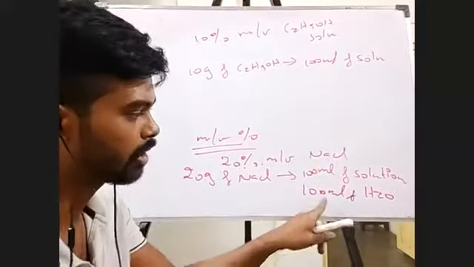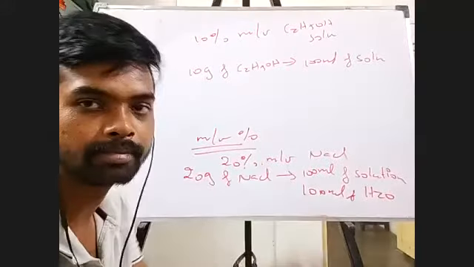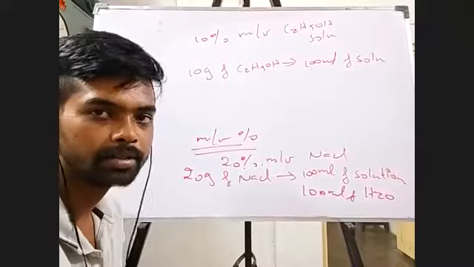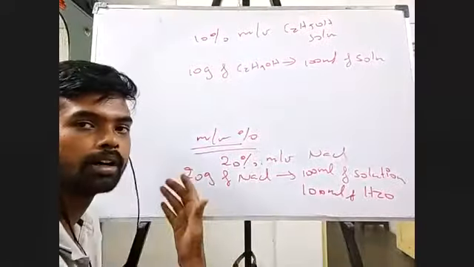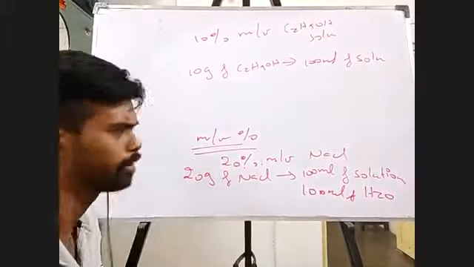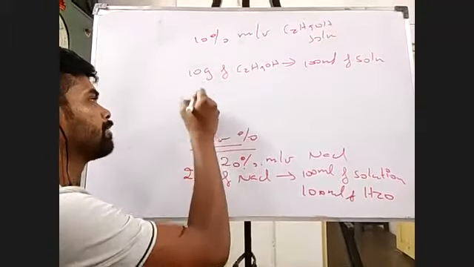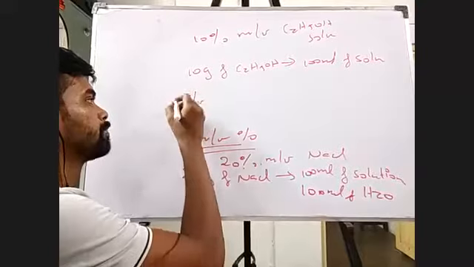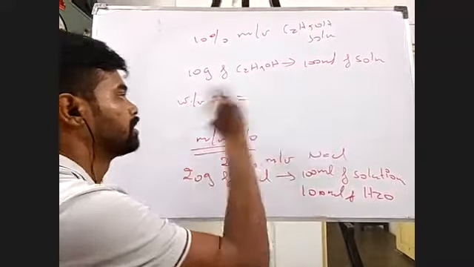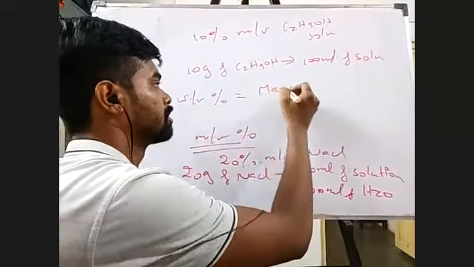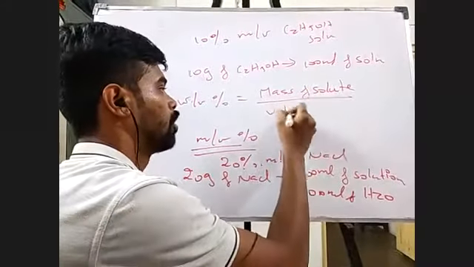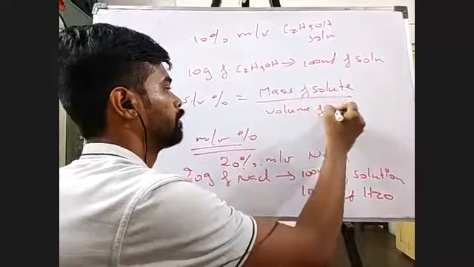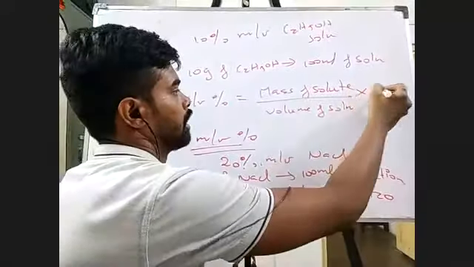Now in this case, I cannot say water only. Did you understand the difference? Okay, fine. Now, like last time, I'll give you a formula. So M by V percentage or W by V percentage is equal to mass of solute divided by volume of solution into 100.